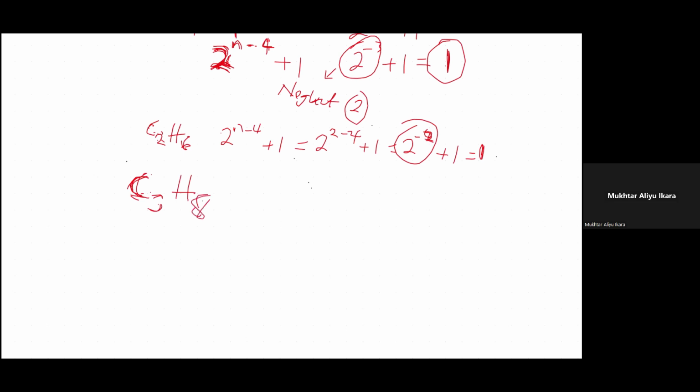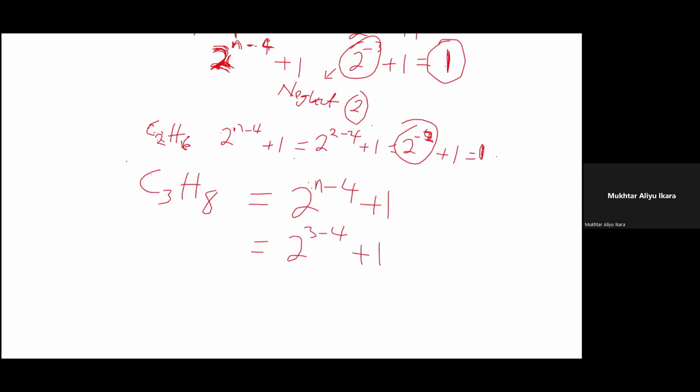C3H8 has a formula of C3H8. So we are going to apply the formula 2 raised to the power of n minus 4 plus 1, which is the same thing as 2 raised to the power of 3 minus 4 plus 1. And at the end, we have 2 raised to the power of minus 1 plus 1. And this one is negative, so we neglect it. So we have 1.